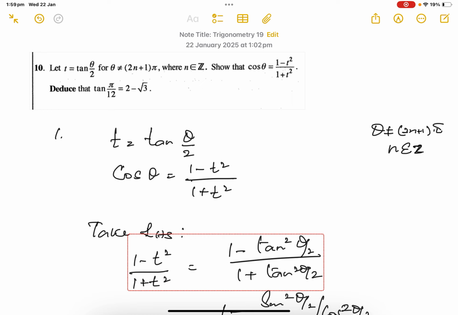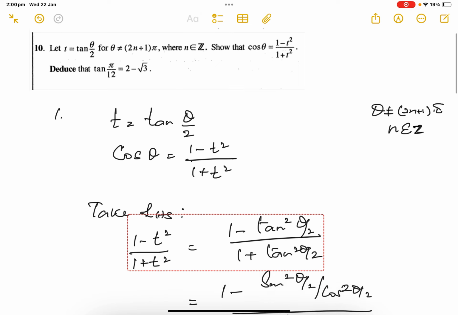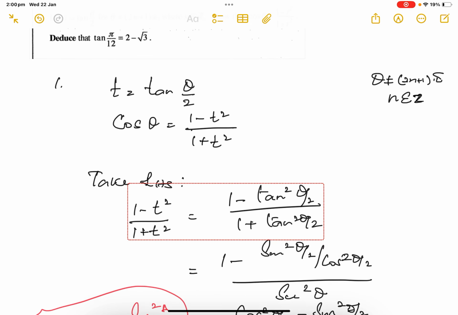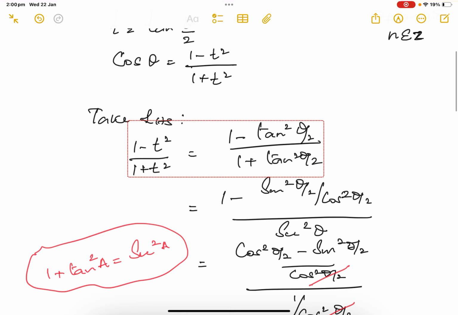The t is given as tan theta by 2, and we have to prove cos theta equals (1 minus t squared) divided by (1 plus t squared). What I prefer is to prove the right hand side equals the left hand side. In other words, I want to prove 1 minus t squared divided by 1 plus t squared is cos theta. That'll be easier, I think. Let's take the right hand side, that is 1 minus t squared divided by 1 plus t squared.